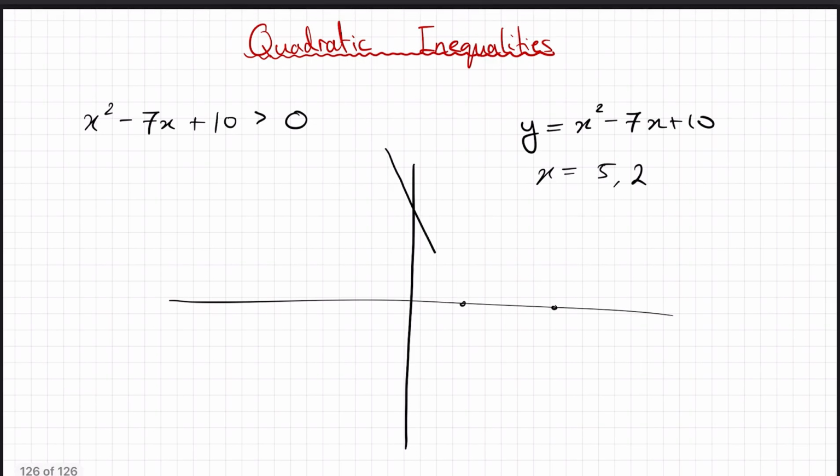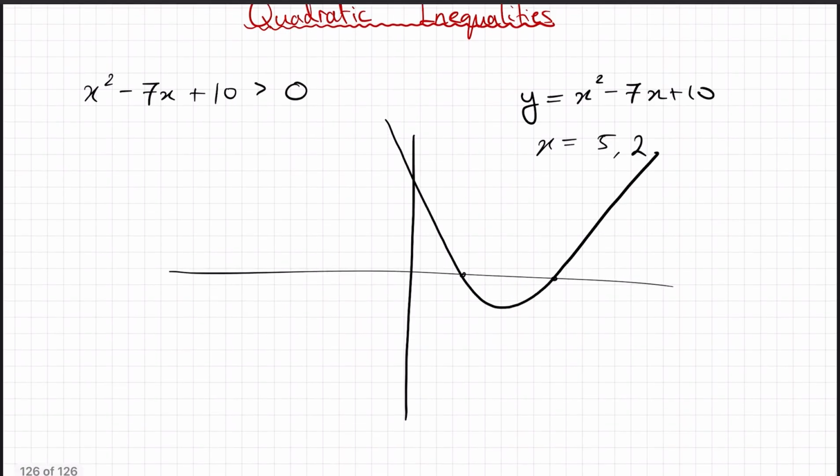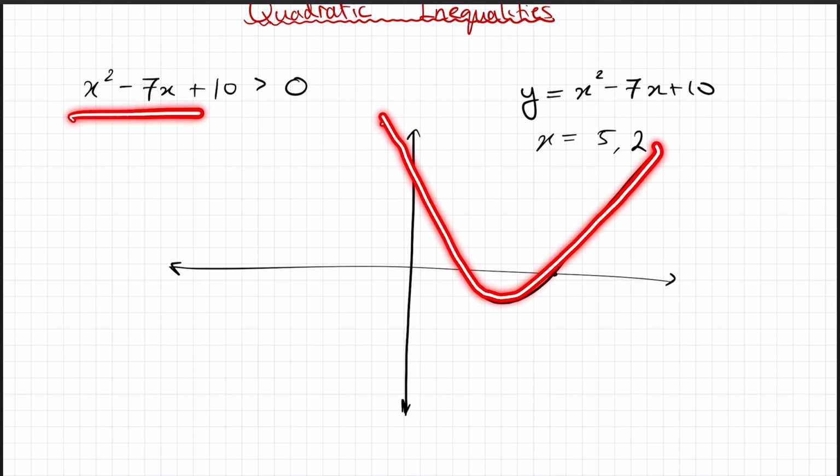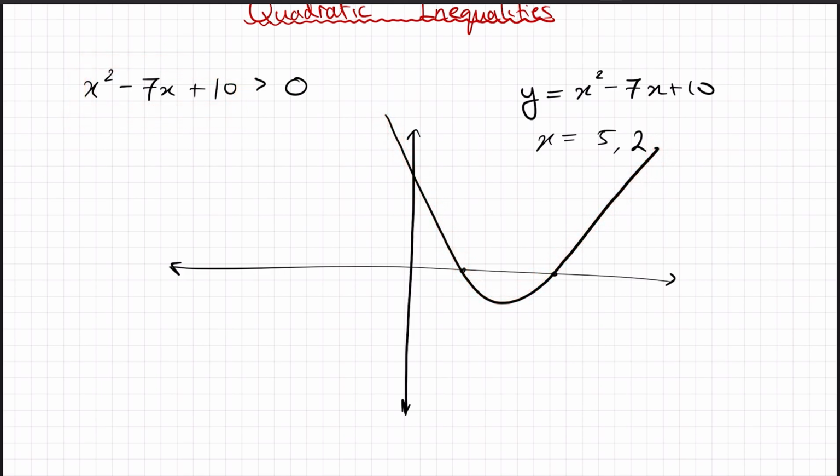Wait, that was so bad. Okay, here we go. So we've got the curve, and now we're interested in this special region where x squared minus 7x plus 10 is greater than 0. So if you think about it, this line represents the x values, and this line represents all the y values, or the values of x squared minus 7x plus 10. So where it's greater than 0 is going to be where it's actually a positive value, or over this x-axis.